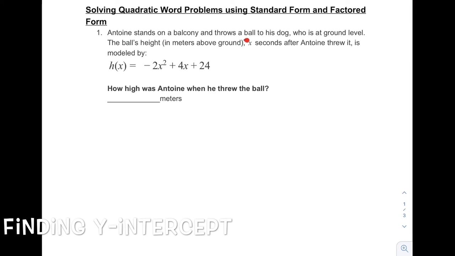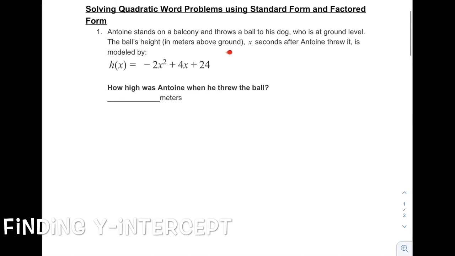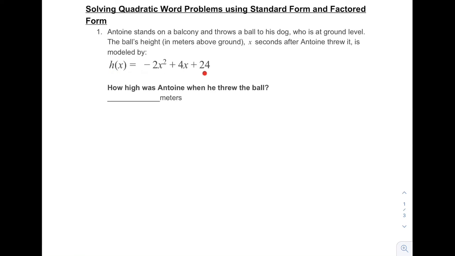Okay, so we have a problem here. Antoine stands on a balcony and throws a ball to his dog, who is at ground level. The ball's height in meters above ground, x seconds after Antoine threw it, is modeled by this equation, right? This function. So we're going to look at it first and look at what we have. Okay, so here's our equation. And we're going to analyze what it is telling us first, right? So let's see what we know so far.